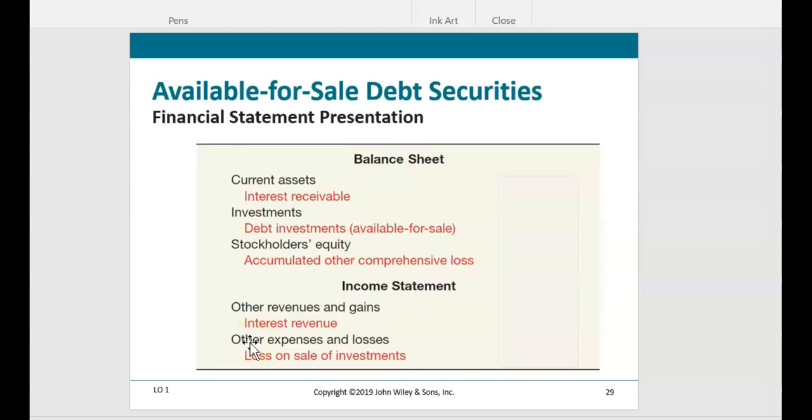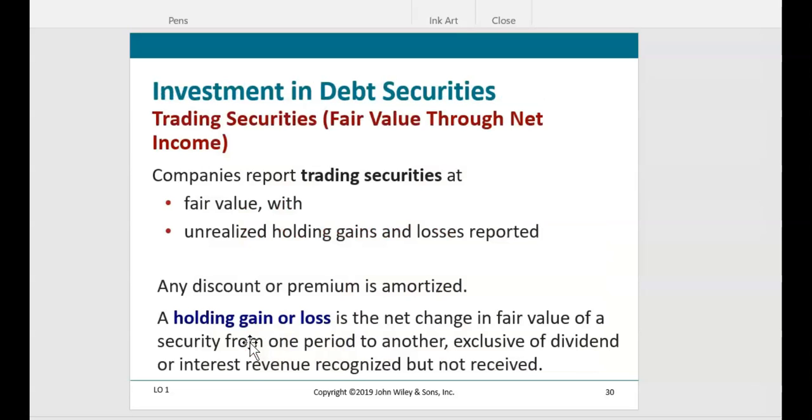Now let's move on to our third and final category, trading securities. Companies report trading securities or debt investments classified as trading at fair value with unrealized holding gains and losses reported in net income.